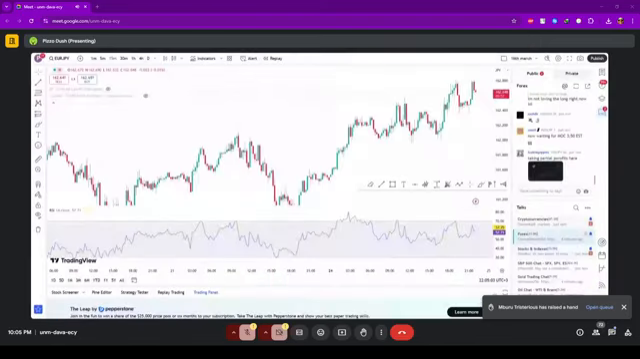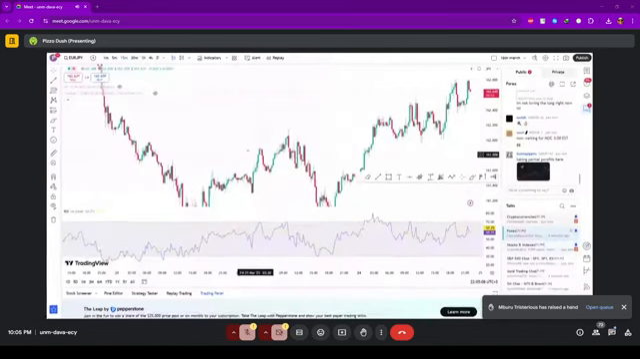So RSI is a very important tool. Usisikilize mtu akikwambia indicators are not important. Mimi mpaka leo natumia indicators, I'm not ashamed to say that. Kwa sababu nisipotumia indicator nitajuaje market is overbought?